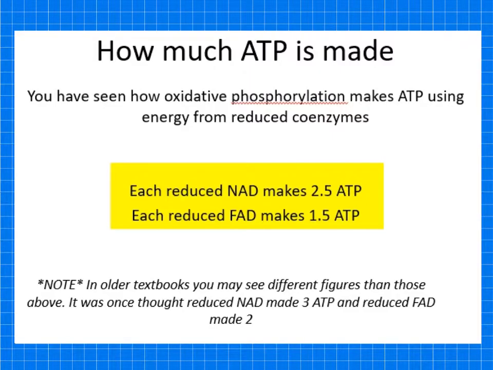So to summarize how much ATP is made, you've seen how oxidative phosphorylation makes ATP. Now, there is some debate about this, but each reduced NAD makes about 2.5 ATP, and each reduced FAD makes 1.5. The jury's out slightly on this, but we'll take that as given at the moment.